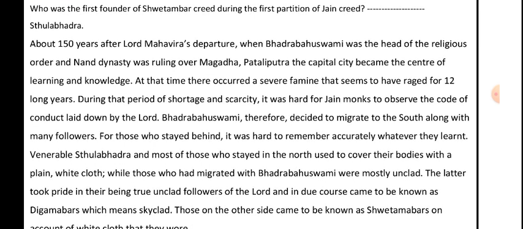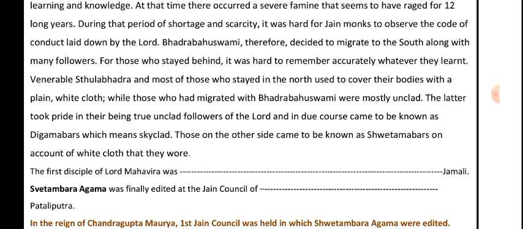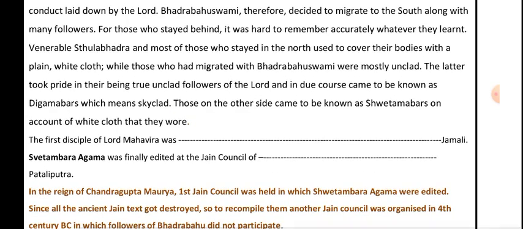Who was the first founder of the Shwetambar creed during the first partition of the Jain creed? Sthulbhadra. About 150 years after Lord Mahavira's departure, when Bhadrabahu Swami was the head of the religious order, the Nanda dynasty was ruling over Magadh. Patliputra, the capital, became the center of learning and knowledge. At that time, a severe famine raged for 12 long years. During that period of scarcity, it was hard for Jain monks to observe the code of conduct laid down by the Lord.